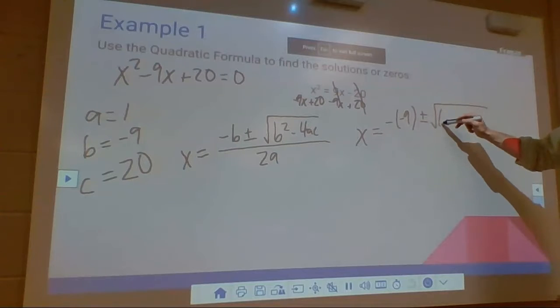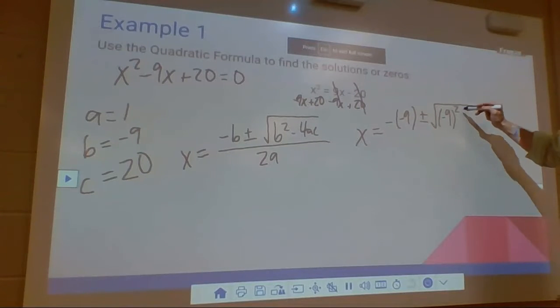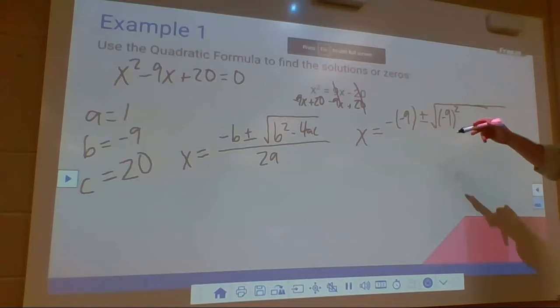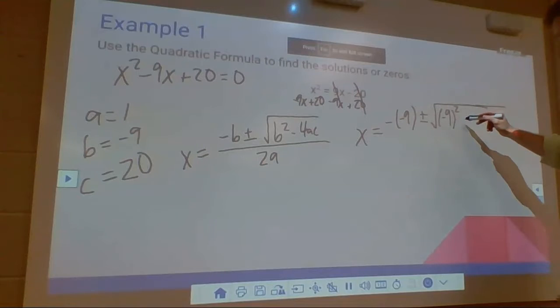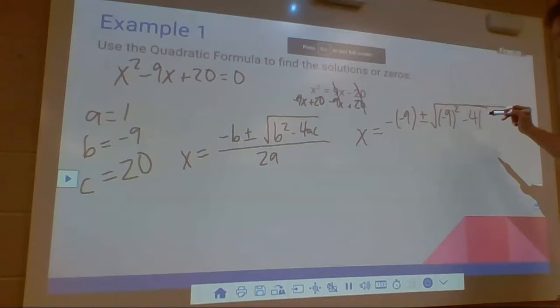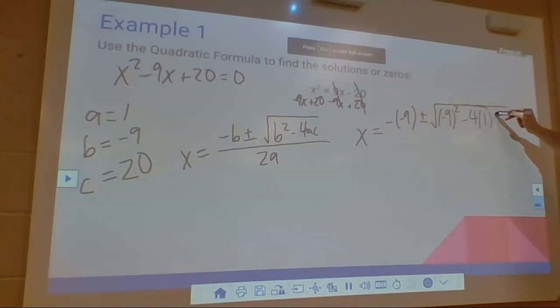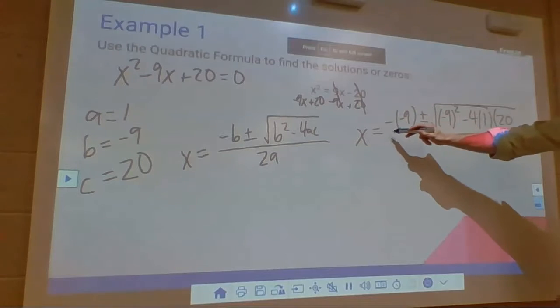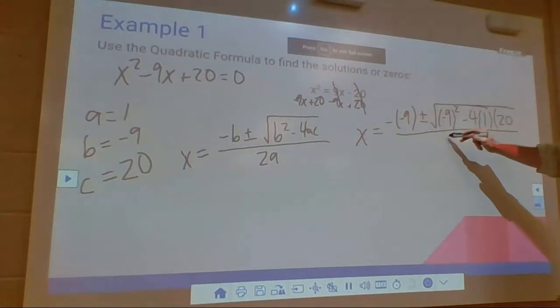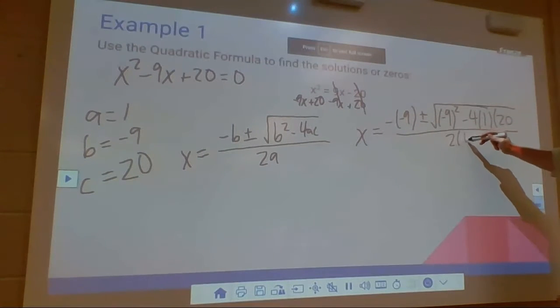so negative 9 squared. And remember to, when you're substituting, put them in parentheses. That's a great habit to always be in. Whenever you substitute, put in parentheses. A is 1, so we have negative 9 squared minus 4 times 1 times, and then c is 20. And then all of that is over 2 times 1.